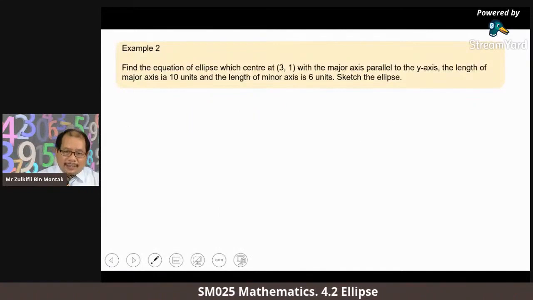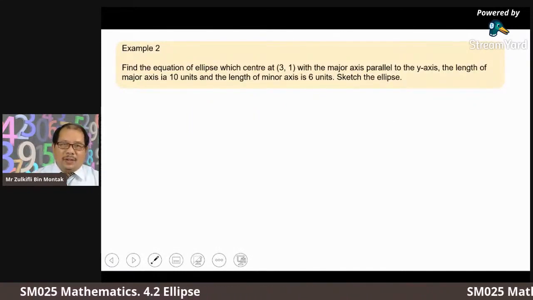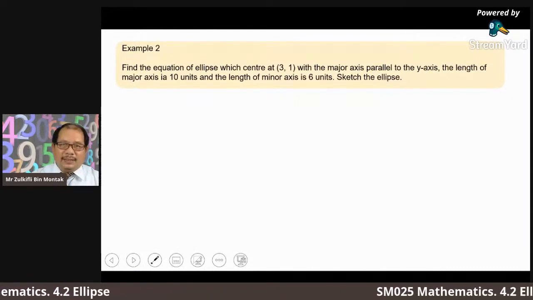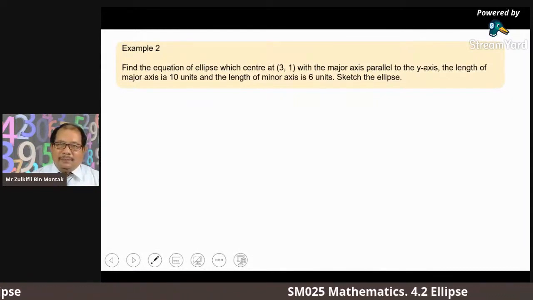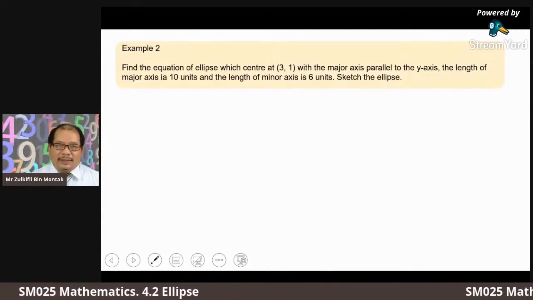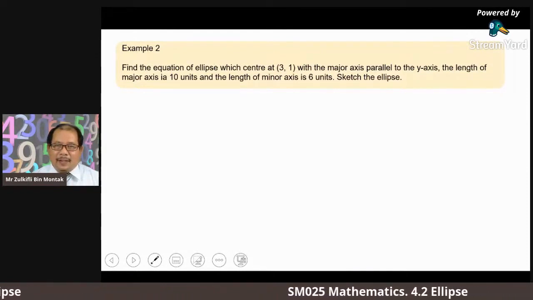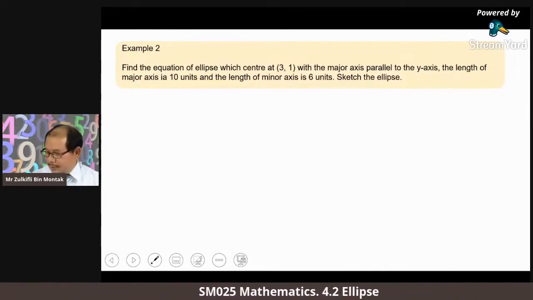Okay, we go to the second example. Find the equation of the ellipse with center (3, 1) and the major axis parallel to the y-axis. The length of the major axis is 10 and the length of the minor axis is 6 units. Sketch the ellipse.